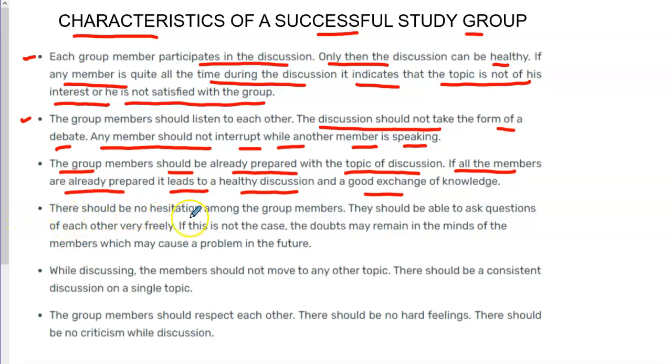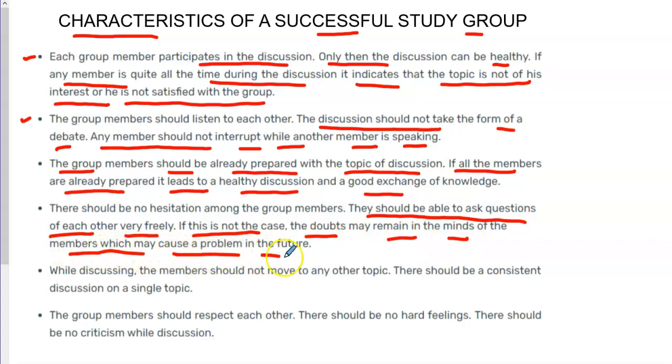Number four, there should be no hesitation among the group members. They should be able to ask questions of each other freely. If this is not the case, the doubts may remain in the minds of the members, which may cause a problem in the future. Number five, while discussing, the members should not move to any other topic. There should be a consistent discussion on a single topic.